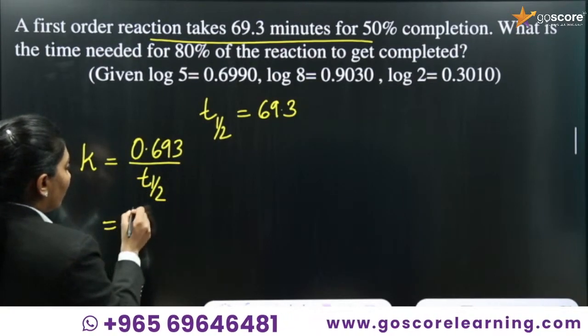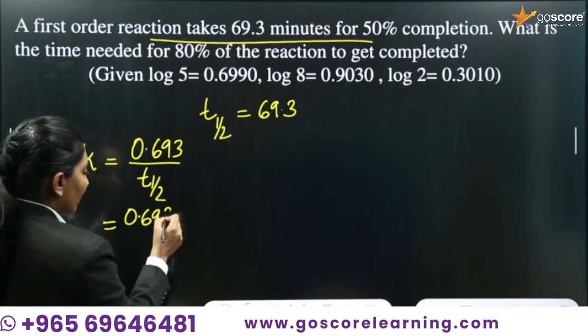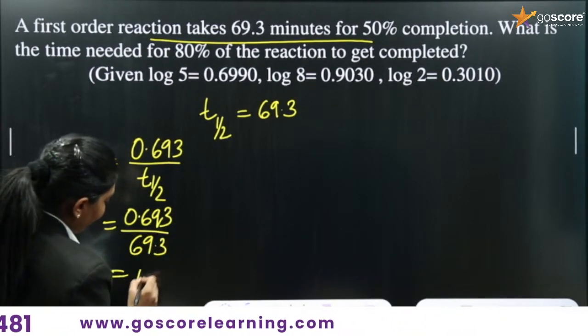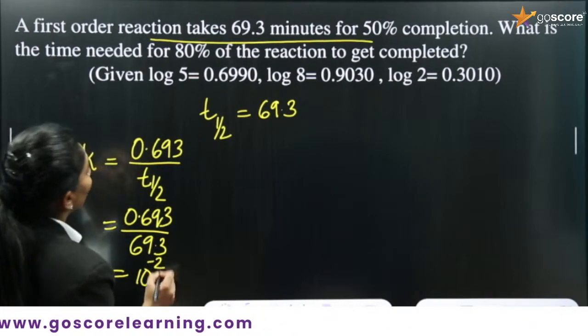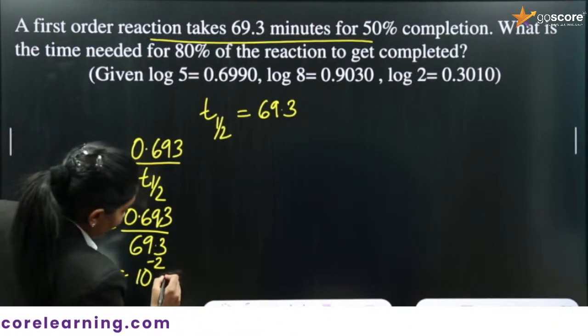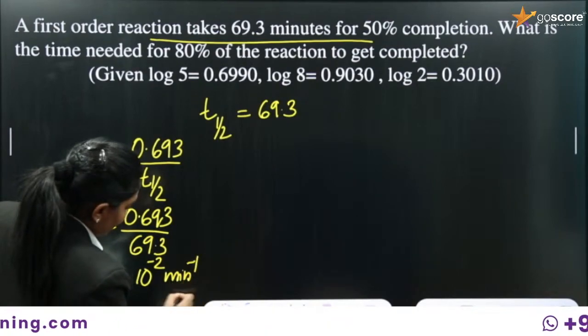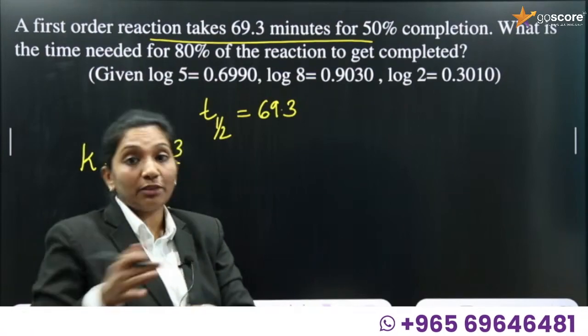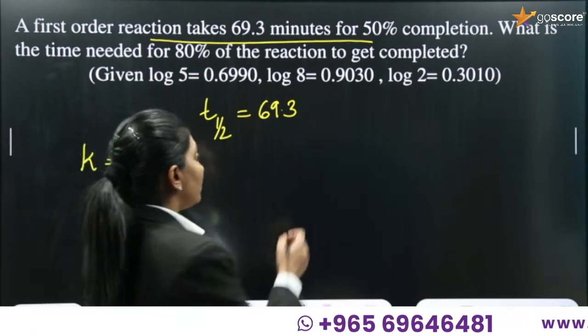That is 0.693 by 69.3. That will be 10 the power minus 2. It is in minutes, so it will be minute inverse, right? So now what do we want to find out? The time required for 80% of the reaction to get completed.